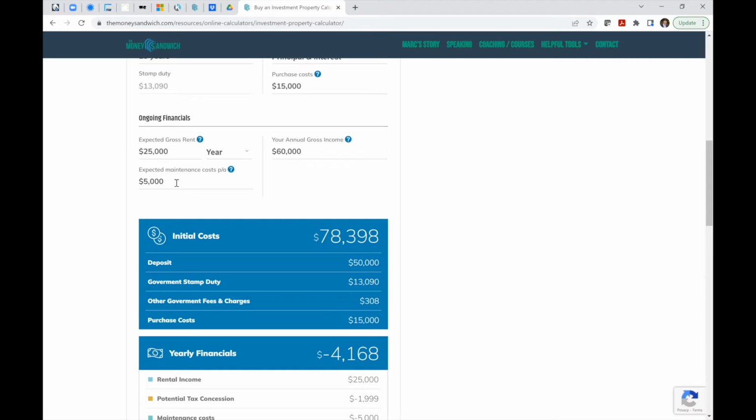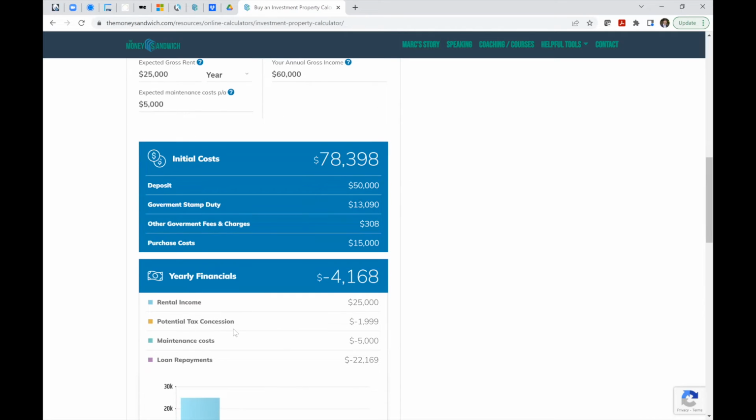Expected maintenance costs as well, find that out, put that figure in. And I've also on this calculator asked for your gross income. The reason is, and this is a $60,000 salary, because if we scroll down, potential tax concessions: if you're making a loss on this, you are able to claim the difference as a tax deduction, and it's showing you what the tax deduction here is, just under $2,000. If I actually change that figure to say a $200,000 salary and click enter, you can see the tax deduction, being a higher tax rate, is $2,768. So I'll put that back down to $60,000. Hit enter, and it's back to where it was.